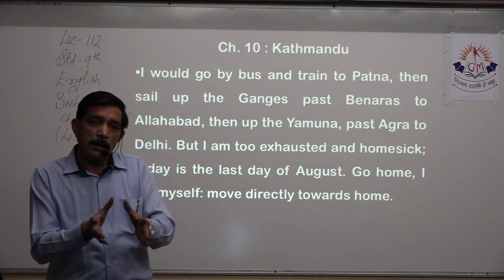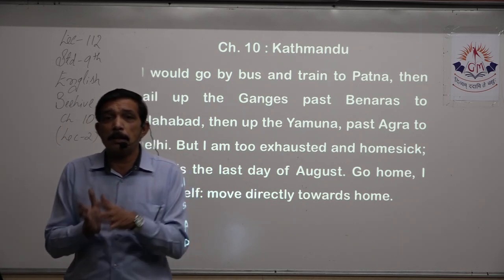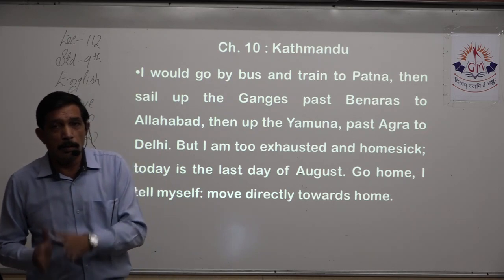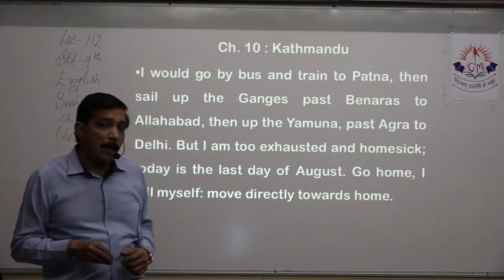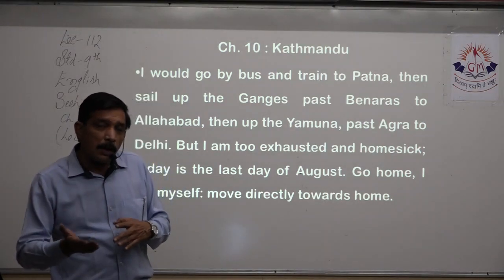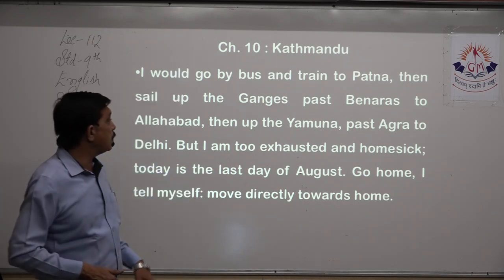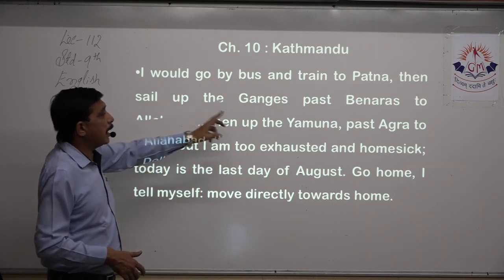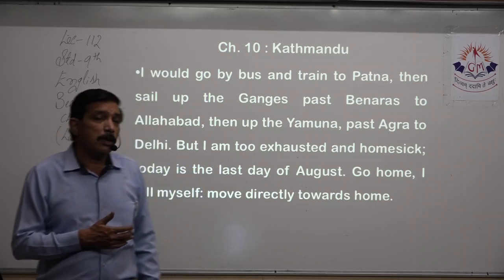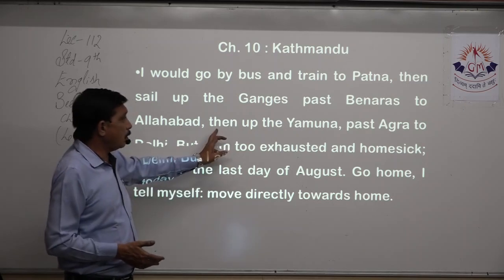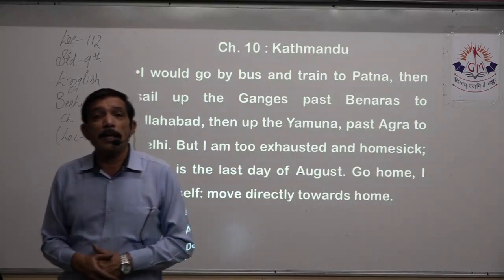It is a belief that, which is why Allahabad is called Tribeni Sangam, where there is a confluence of the Ganga, Yamuna and Saraswati. So when he comes to Allahabad, he will change the river. From the Ganga, he will travel by boat past Benares to Allahabad, and then from Allahabad he will go to Agra by traveling on the Yamuna river.